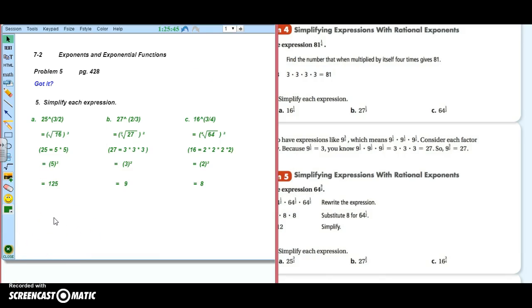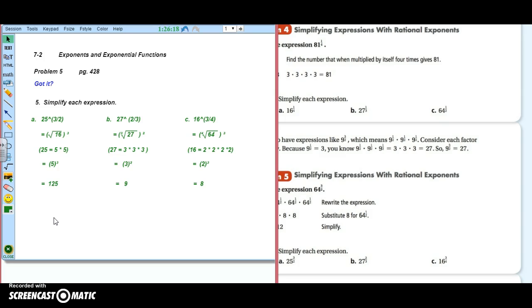This is 7.2, Exponents and Exponential Functions, Problem 5 on page 428. Simplify each expression. This is very similar to Problem 4, except now we have a numerator as well as a denominator in our fractional exponent. So when you have a fractional exponent, the numerator stays where it is. The numerator is a power. The denominator is the root.